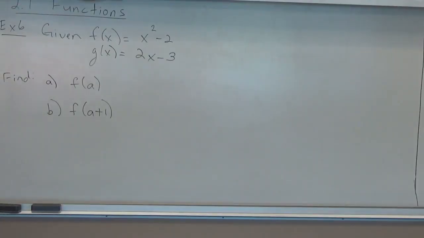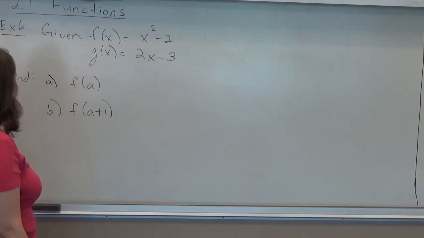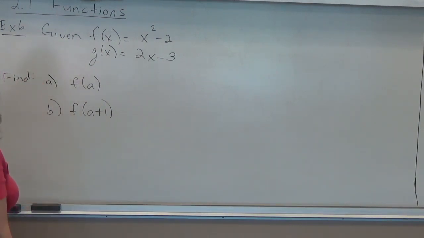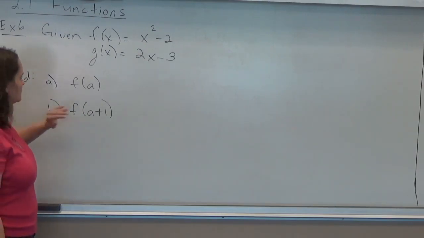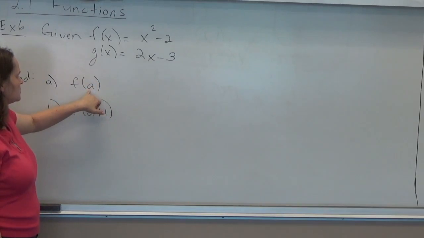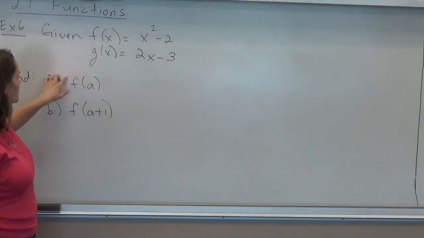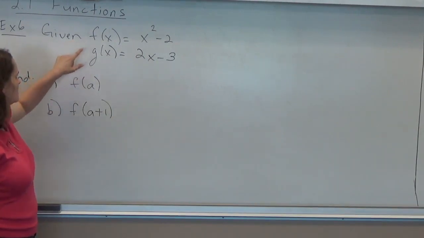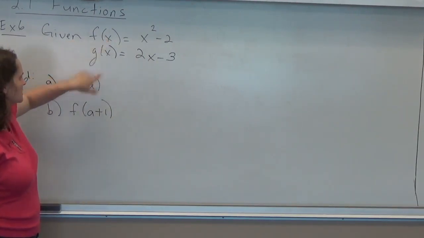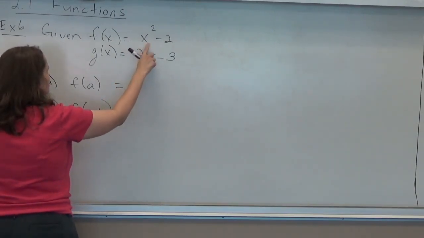Example 6, we're given that f of x equals x squared minus 2, g of x equals 2x minus 3. With that information, we're asked to find, in part A, f of a. Basically, with these function problems, whatever you see inside parentheses will go into the original problem in place of your x. So this is telling me to go to the f function here and just simply replace x with the a. So that would just give me a squared minus 2.